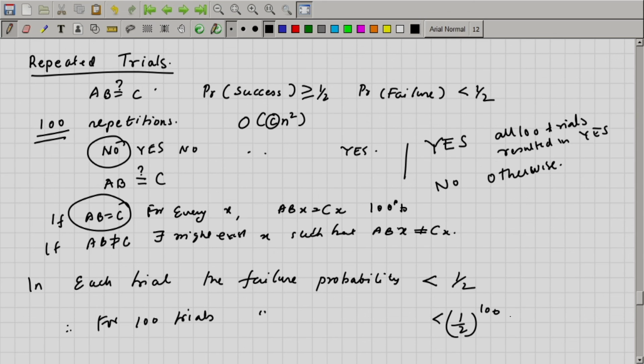So, this is a very small number. We still have an O(n square) algorithm with very small error probability, or in other words, very high success probability. We will stop here for today, and continue our study of randomized algorithms in the next lecture.